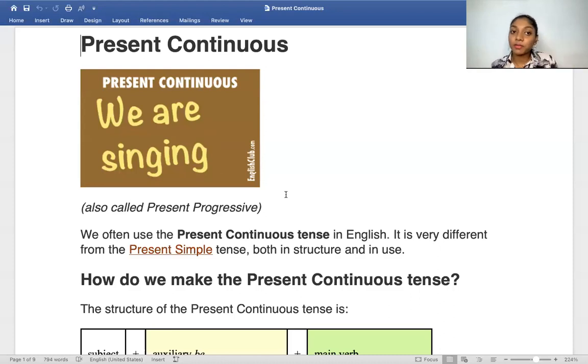And one more important thing: in this class, I'm not just training you for the paper, I'm training you for life. You need to know when and where to use them in real life also, not just in the paper. Okay, so we'll start with the structure. If anybody knows the structure, you can quickly send your answers in the Zoom chat. How do we create a positive sentence using present continuous tense? If you know, please send your answers in the Zoom chat.